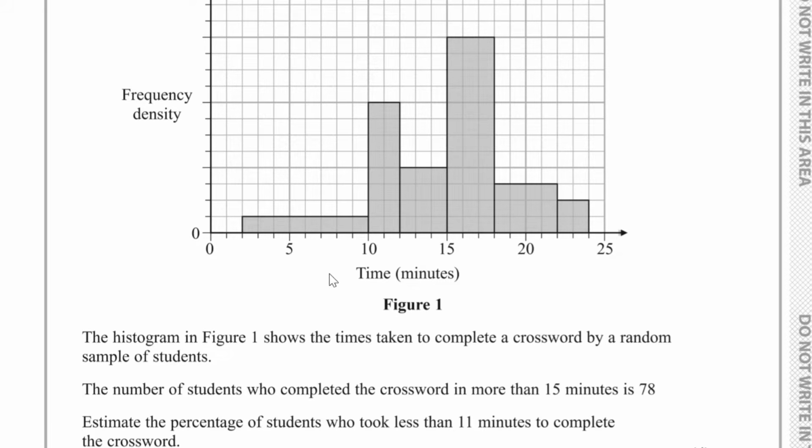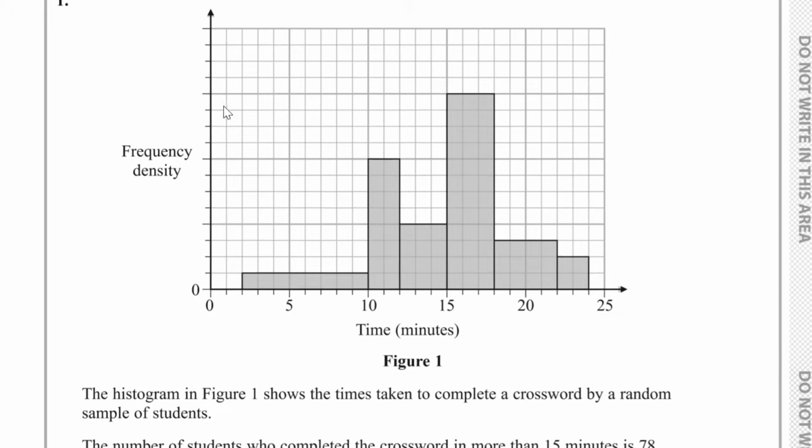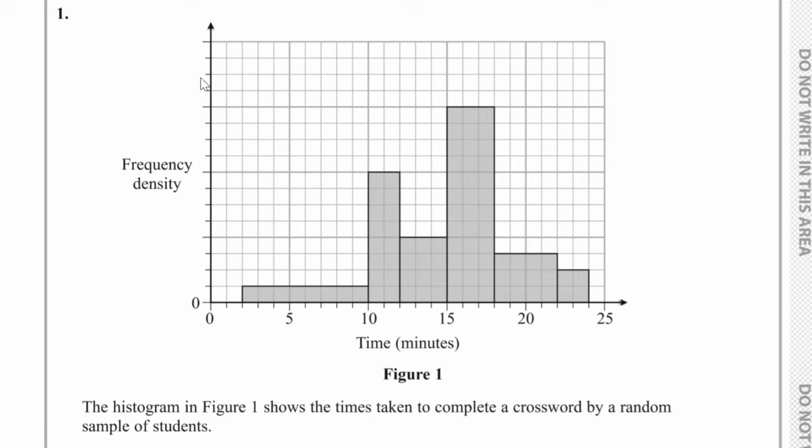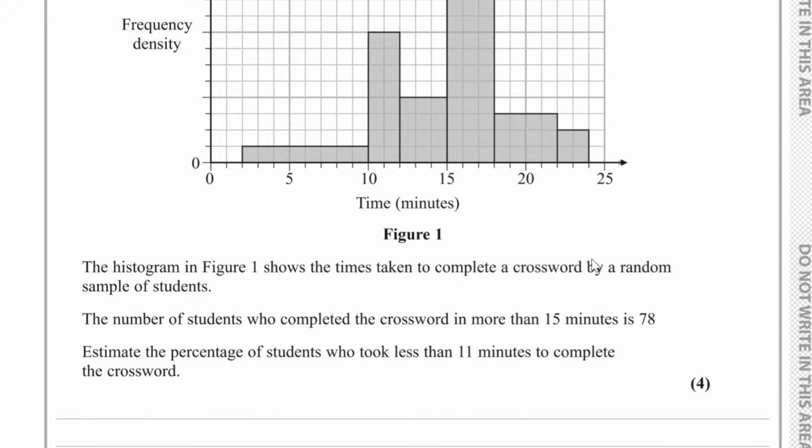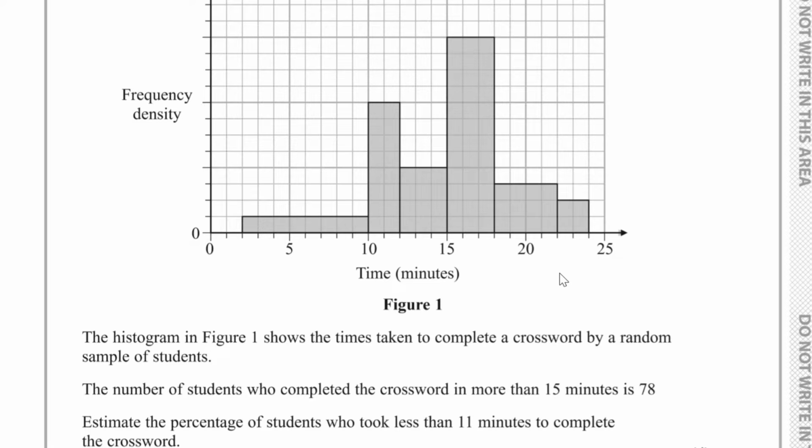Well, over here we've got the minutes along the horizontal axis, and along the vertical axis we've got the frequency density. And you'll also notice the frequency density axis has not been labelled. We've got some interesting information here. It took 78 students more than 15 minutes to complete a crossword. So what we can do instead is relate the number of squares to the number of students.